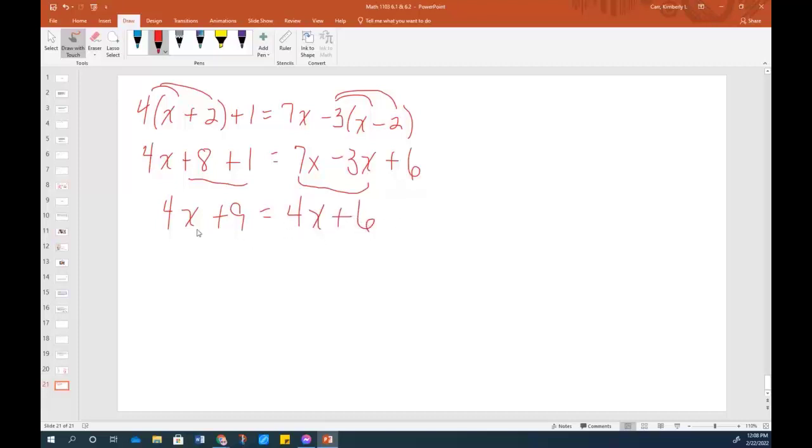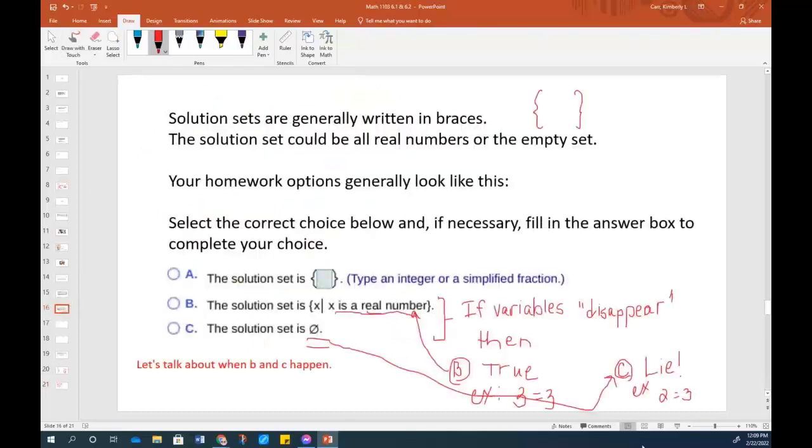And some of you can see what's happening already, but if you didn't, no big deal. You think, okay, the next step is collect the variable. So if I subtract 4x from both sides of this equation, this is what I meant when I said what if a variable disappears? This now says 9 equals 6. That is a lie. Remember on the slide where I said if it lies to you? Okay, and I think that was slide 16, so I'm going to click back.